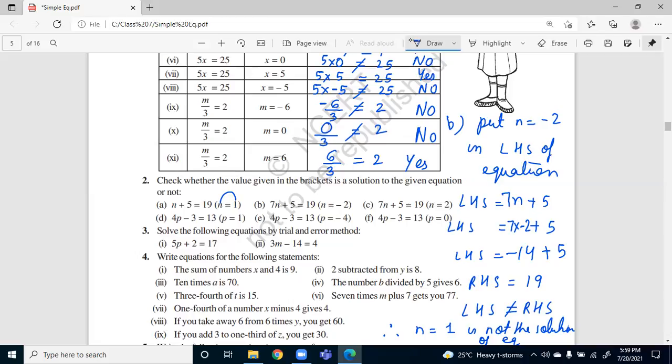So what is minus 14 plus 5? Ma'am, minus 19. Huh? Sorry, ma'am, sorry. Ma'am, it will be minus 9. Minus 9. You are correct. So LHS is not equal to RHS. Therefore, n is equal to minus 2 is not a solution of the equation.